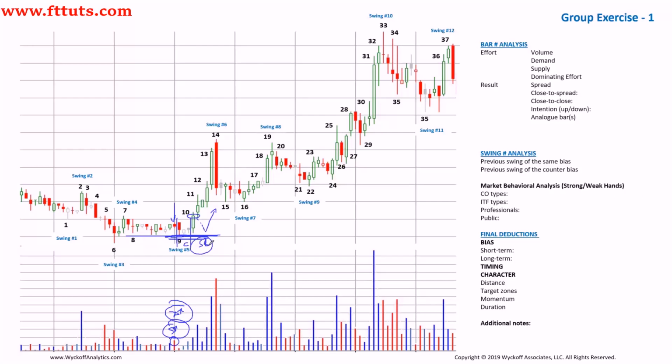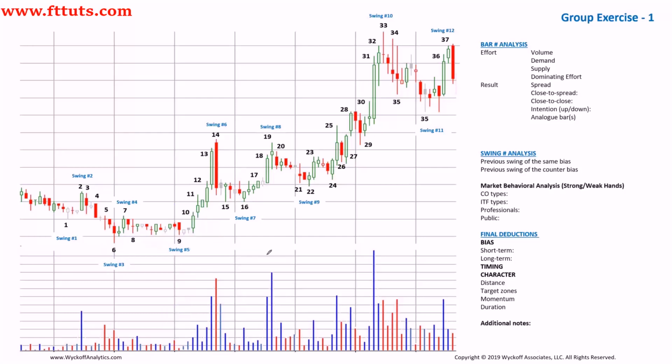You don't necessarily want to look at the specific price level. You want to look at the price level that's going to be associated with buying or selling by institutions. And then obviously you could also have a more conservative stop loss below the bar number 6.